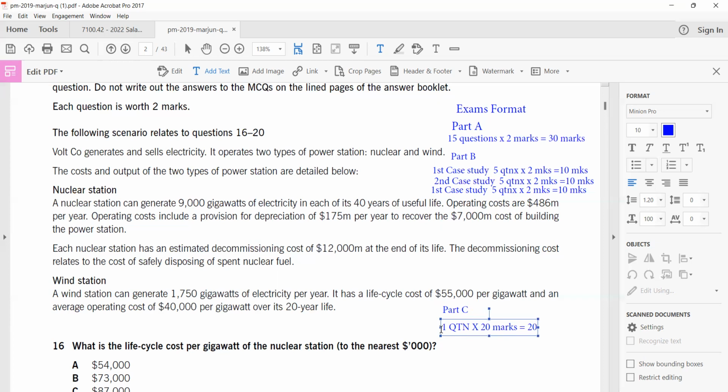So that is what? 20 marks. The second question, also longer, is also having 20 marks in total. So at the end of the day, part A gives us 30 marks, part B gives us 30 marks, part C gives us 40 marks, giving 100%. So this is the format of your answer, of your exams.